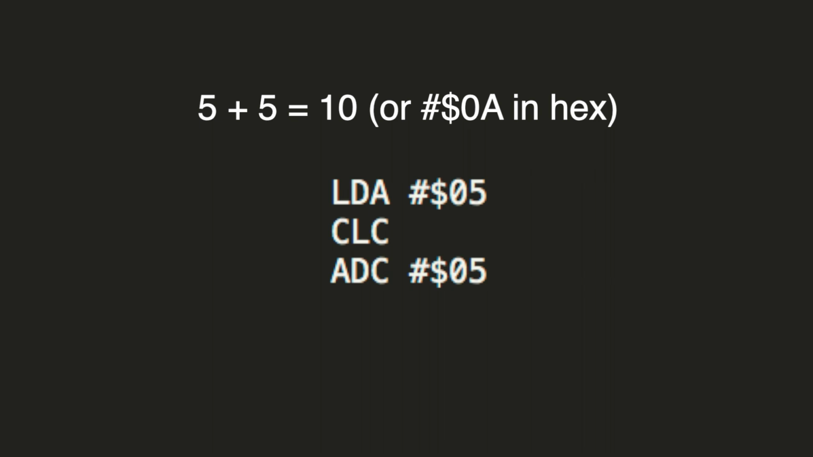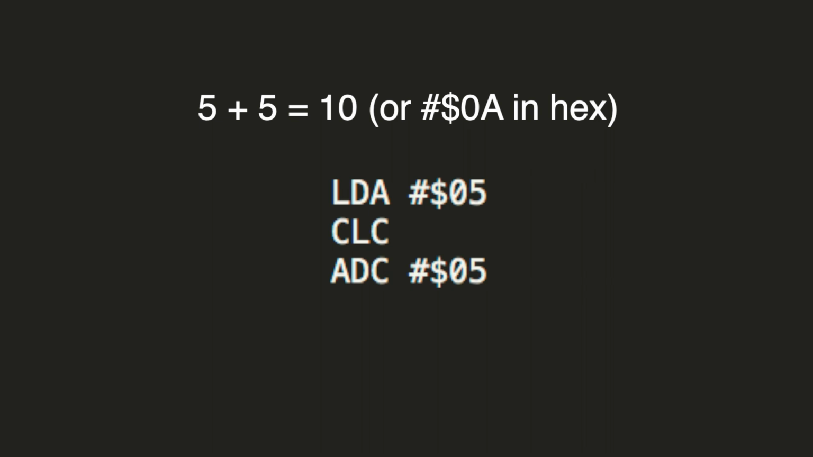Let's take a look at a few other instructions. For example, let's add two numbers together. Let's load A with the value 5, and then we're going to call CLC, or clear carry, and we'll talk about what that does in a second. And then after, we're going to use ADC, or add with carry, with the value 5. That will result in the value of 10 being stored in the accumulator.